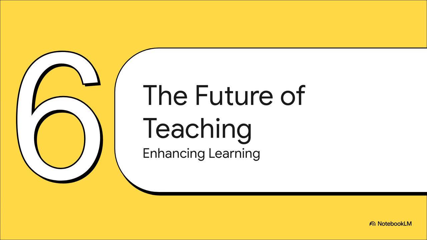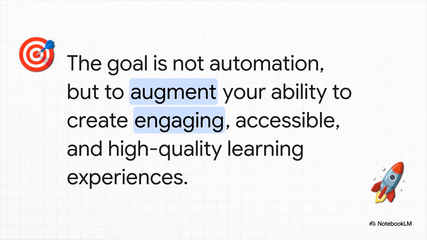So, when you take a step back and look at all this, what does it mean for the future of teaching? Where are we headed with all this new technology? The big takeaway here is that the goal is not to automate teaching. It's definitely not about replacing that essential human connection that happens in a classroom. The real goal is to augment what you do. It's about using AI to handle some of the tedious work, which frees you up to focus on what really matters, creating truly fantastic, engaging, and meaningful learning experiences for your students.